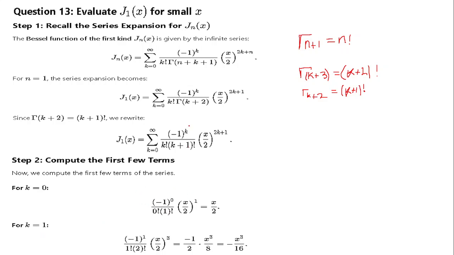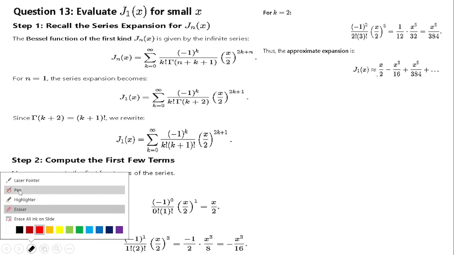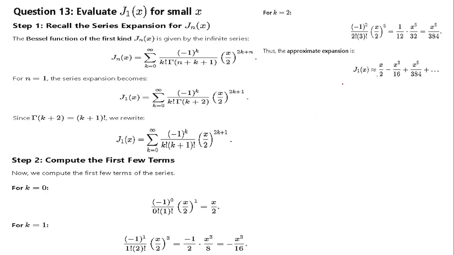You put for k equal to 0, what do we get? This one will give you 0 factorial, this one will give you 1 factorial, everything here will be that, and then for k equal to 0 you have x over 2. For k equal to 1, you go ahead and do that. For k equal to 2, you do your expression, you get this. So our approximate for this case, when x is very, very small, the approximate expansion is this.